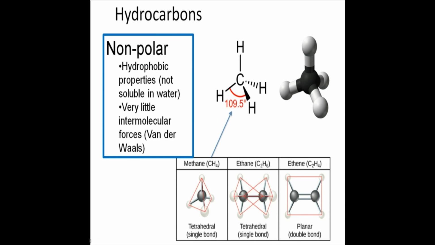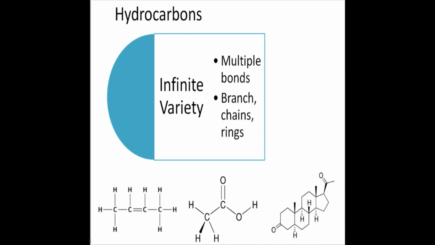So you get all these different shapes. You can have double bonds, you can have chains, you can have ring structures with carbon. But the most interesting things come when we start replacing these hydrogens with other covalently bonded elements such as oxygen and sulfur and phosphorus. So because of this, when we start replacing these hydrogens, we get an infinite variety of molecules that can be made with a carbon backbone.